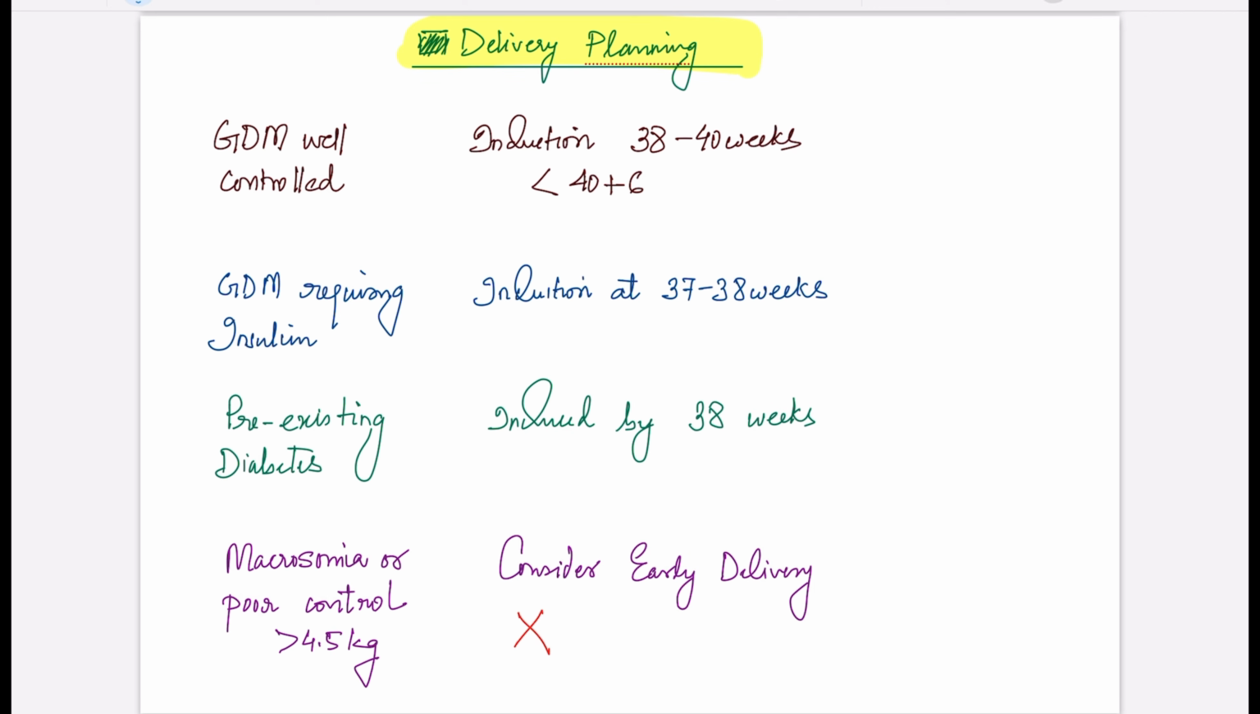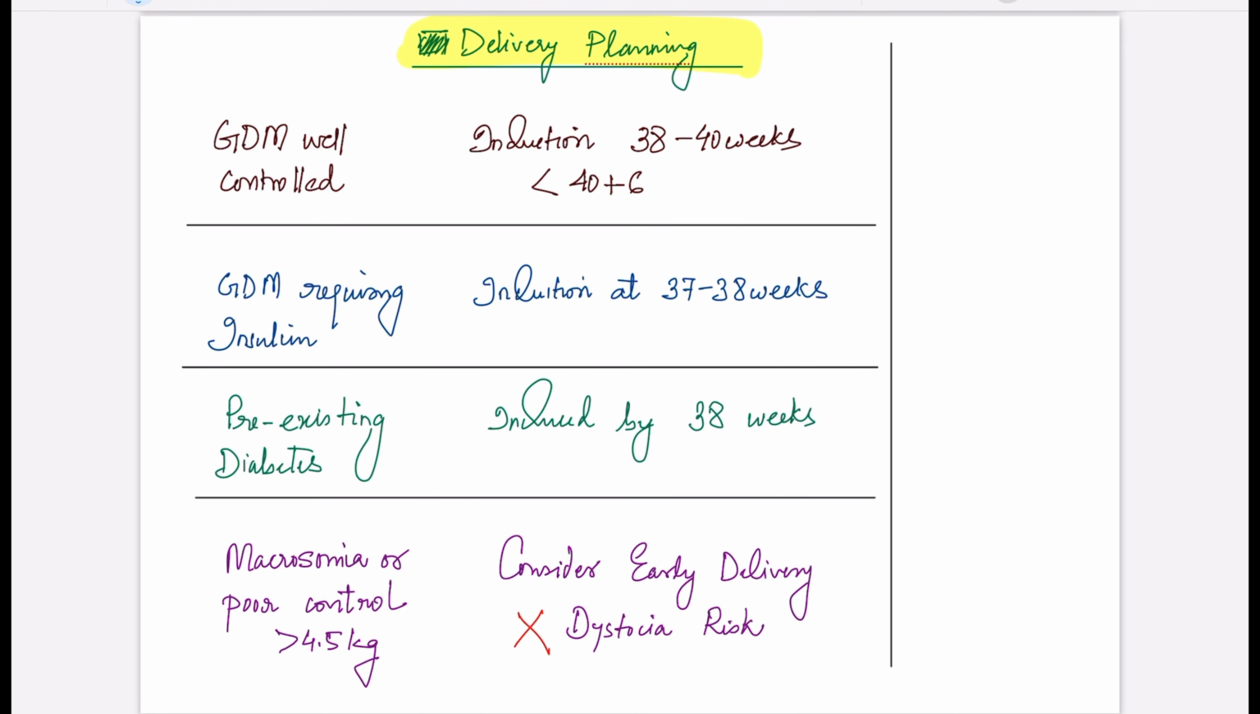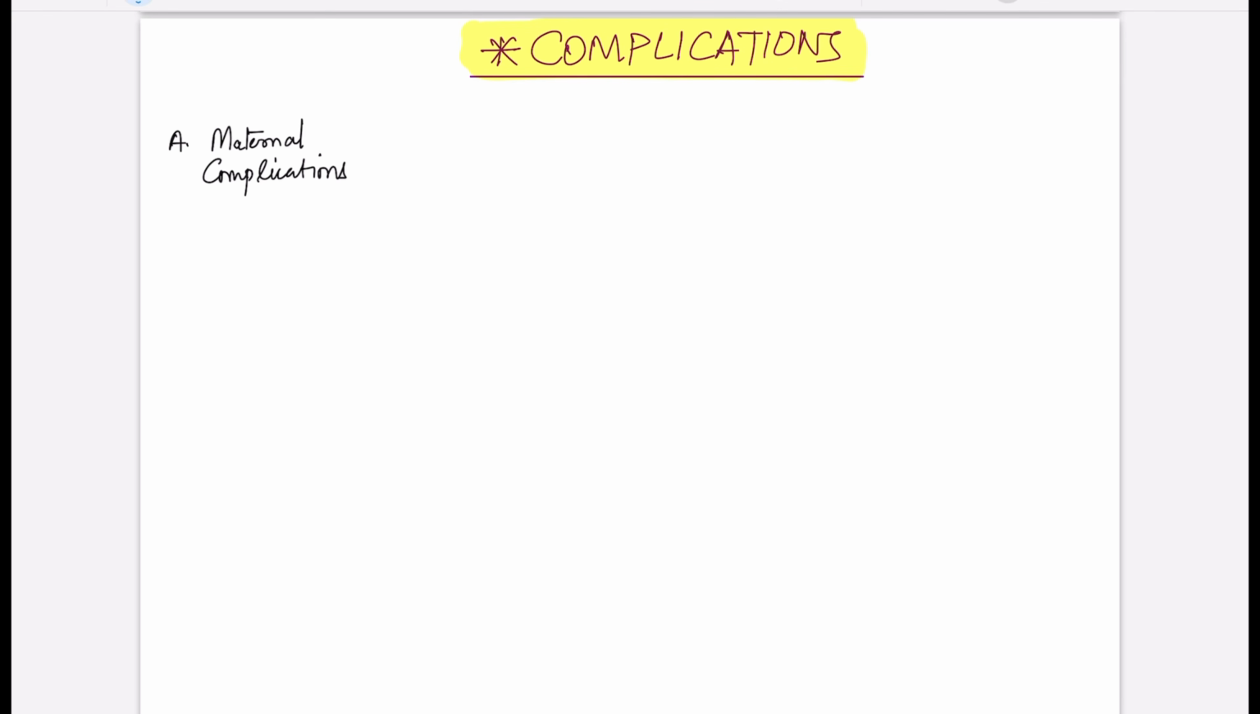As far as C-section is concerned, if the patient's estimated fetal weight is more than 4.5 kg, consider having a cesarean section to avoid shoulder dystocia. Regular monitoring for complication is necessary. Now let us understand complication. We are going to divide it into two: one is maternal complications and the other is fetal or neonatal complications.